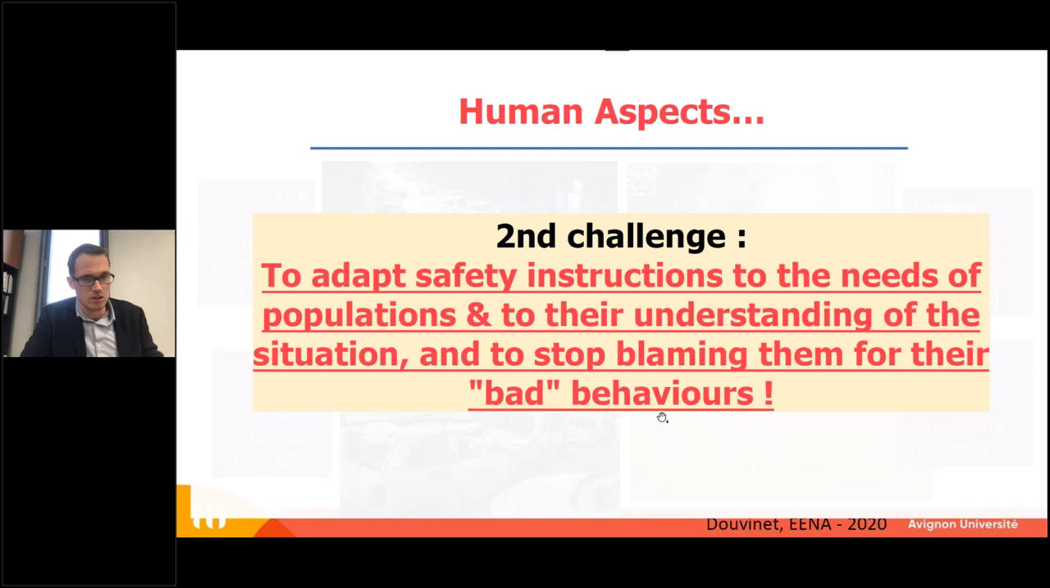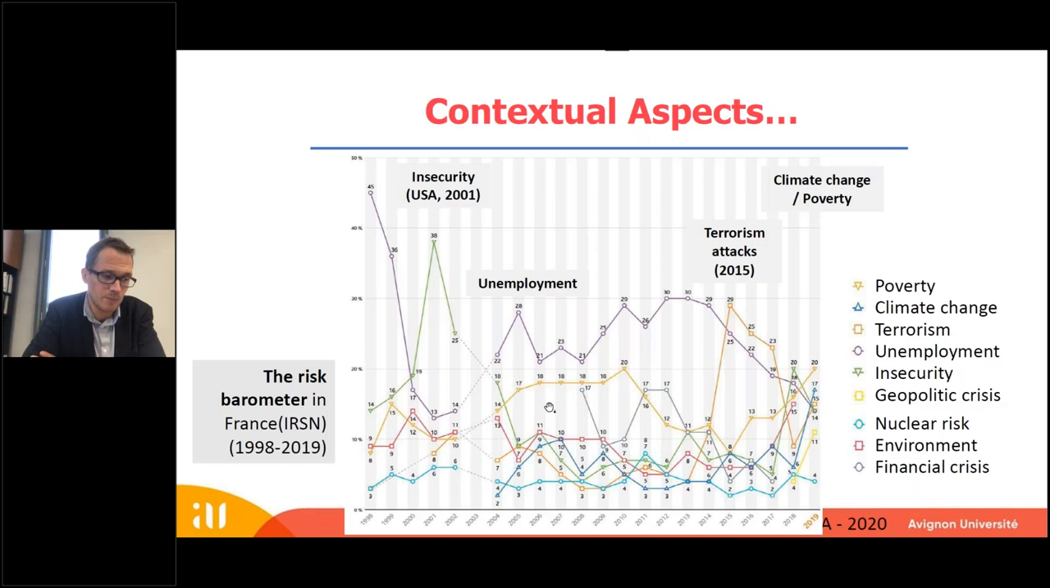Some other aspects also of paramount importance is the impact of context on alert. As a study published every year by the French Radionuclear Institute shows, the perception of risk changes over the years, and these elements play on the stress and fear generated by the unknown.